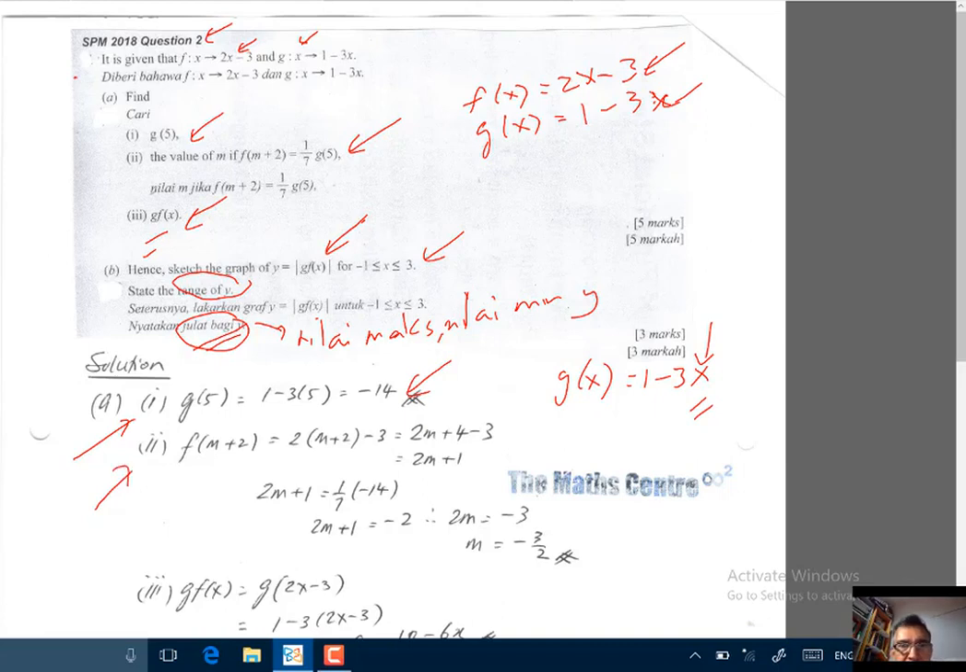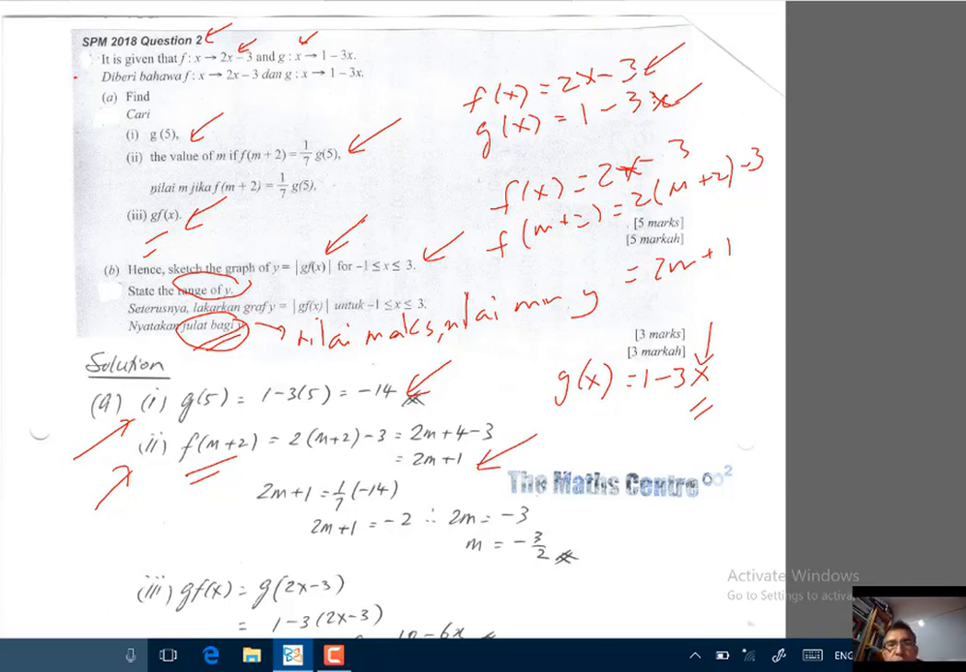Part 2, f of m plus 2 equals 1 over 7 g of 5. So first, let's work out what is f of m plus 2. That means we just plug in m plus 2 in our function f of x. Okay, f of x is 2x minus 3. Therefore, f of m plus 2 will be how much? Just plug in, where you see x, di mana kita nampak x, kita ganti m tambah 2 minus 3. And that will be 2m plus 4 minus 3, which is 2m plus 1. That's what you see here.